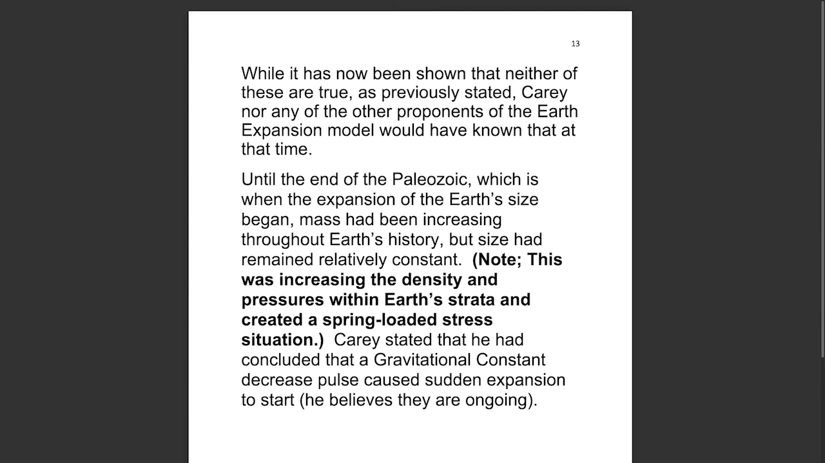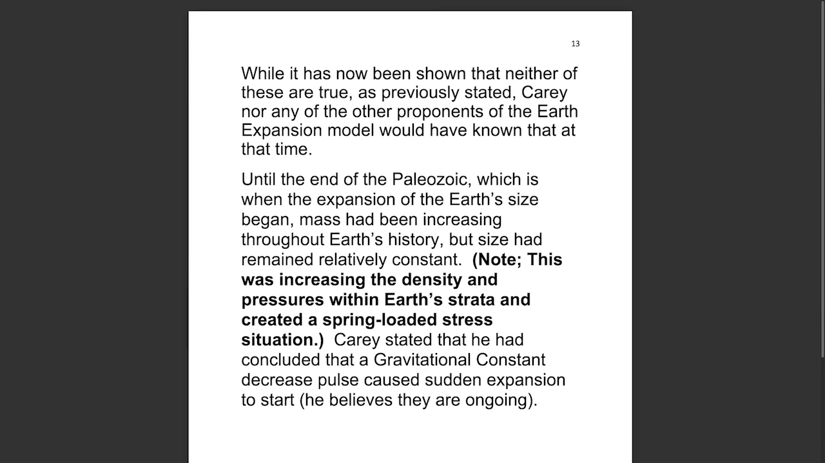Until the end of the Paleozoic, which is when the expansion of the Earth's size began, mass had been increasing throughout Earth's history, but size had remained relatively constant. In other words, the mass of the Earth is growing, but the size isn't increasing. And I'll get into why that is. It's because the crust hasn't broken apart yet. It had a solid crust all the way around, inside and outside, one piece.